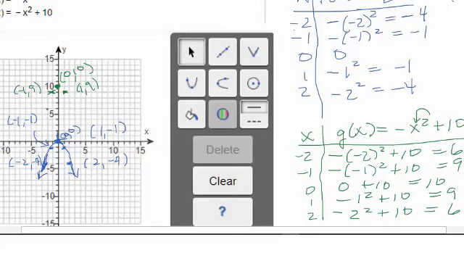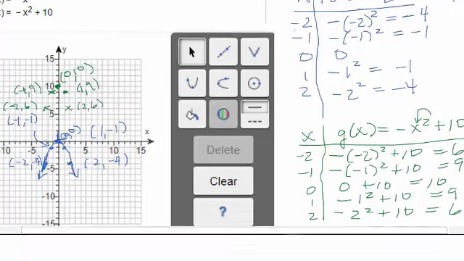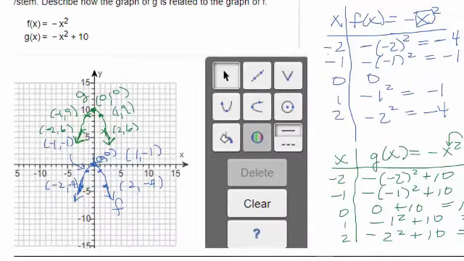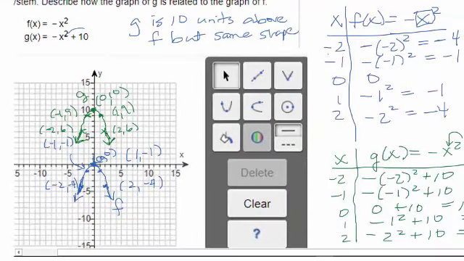And then negative 2, 6 would be about here, and 2, 6 would be about here. Okay, so connecting the dots, it's again the same type of shape. By the way, it's going to go forever downward. If I kept plugging in more x values, I would get lower and lower y values. So what we see here is that the green graph, which was g, is 10 units above f, but the same shape. The reason that happened is that the only difference is we're adding 10 to every y value.